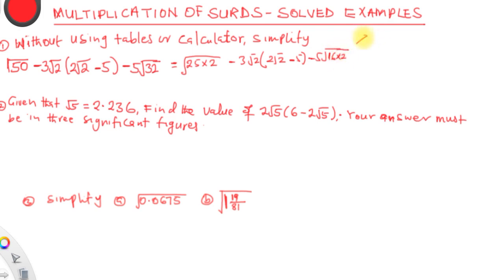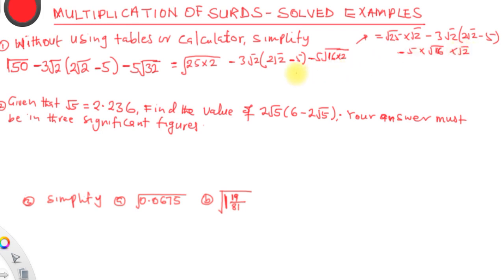So let's just come up here. So this is equal to, if you separate, you get this: square root of 25 times square root of 2. And then minus, we have this one, this is 3 root 2. This one is already simplified, so we don't do anything to it. Then 2 root 2 minus 5, and then this one we are bringing, minus 5 times square root of 16 times square root of 2.